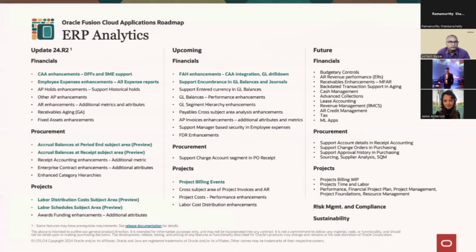Next slide. Just a quick look at our roadmap. Like I mentioned, we are going to be talking about 24R2. We've been firing on all cylinders, releasing features across financials, procurement, and projects. On the financial side, we've done a lot of work on CAA, so Sushil will talk about that. Employee expenses have some key enhancements. Under procurement, we've done some work on accrual balances, mostly in the receipt accounting space. Rama will talk about that.